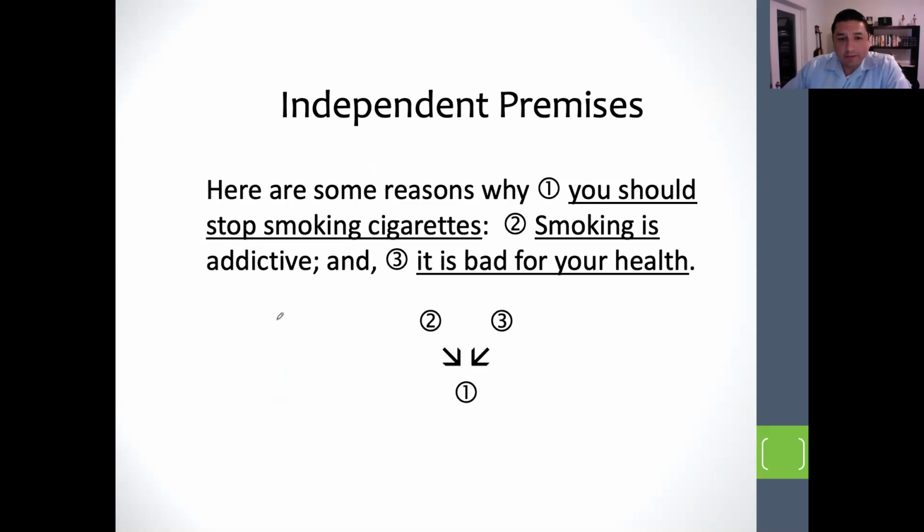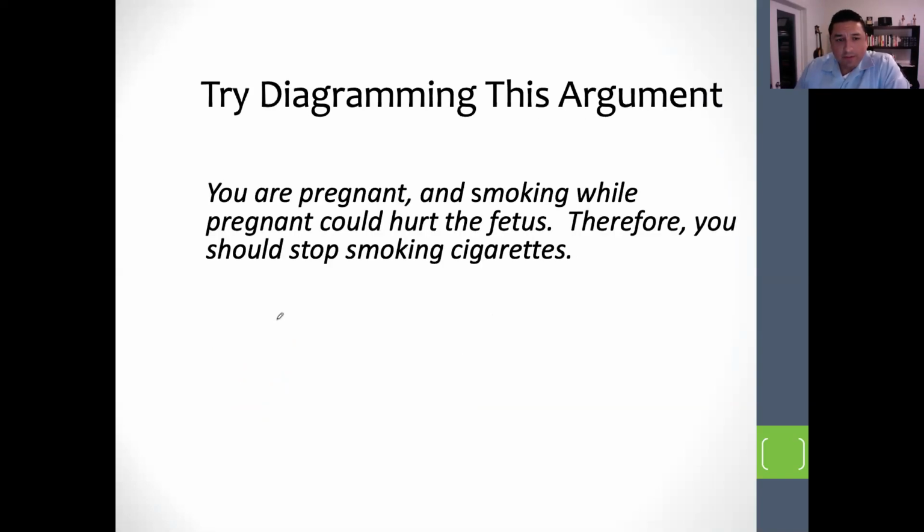So here is an account of the work that I just did here, and now we'll move on to the next one. We have an argument which states: you are pregnant, and smoking while pregnant could hurt the fetus. Therefore, you should stop smoking cigarettes. So you have a conclusion indicator here, right? And therefore, that marks out the conclusion for you.